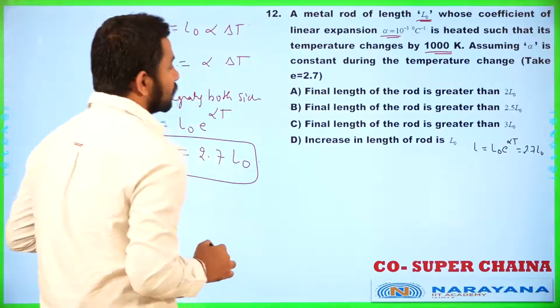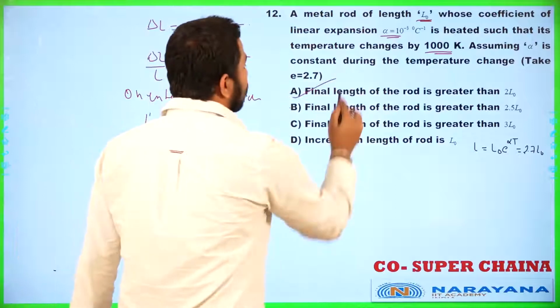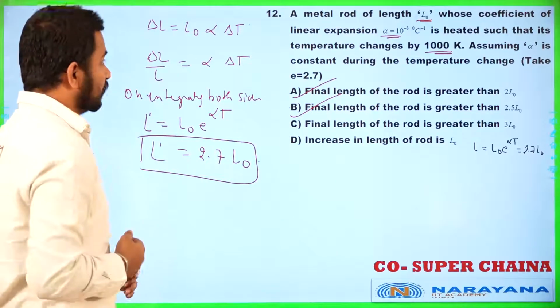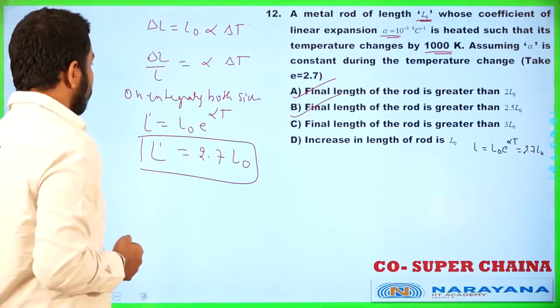Okay. So if you see here, it is greater than 2 L0. It is greater than 2.5 L0. So these two are the options of this question. So let's proceed to the next one now.